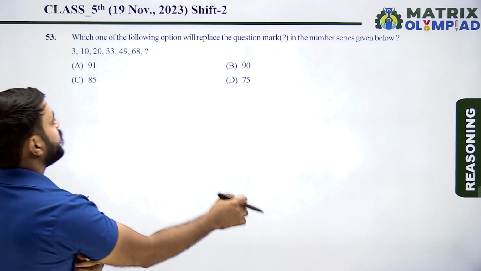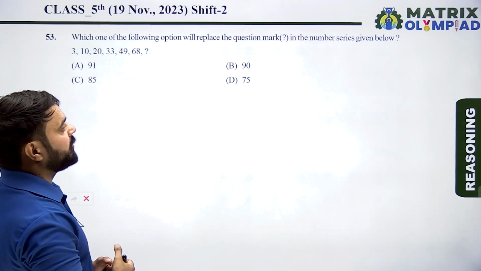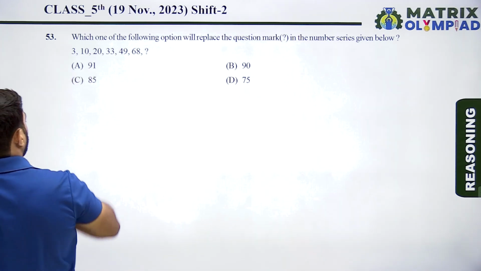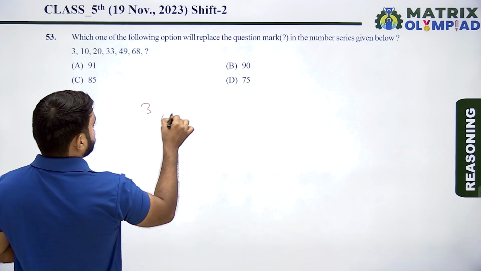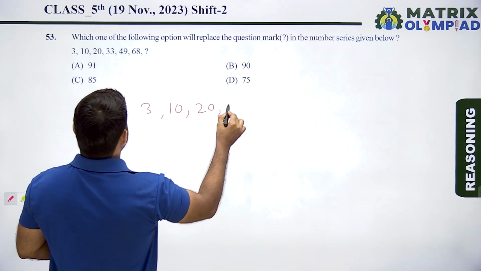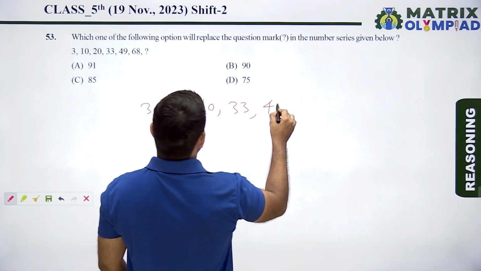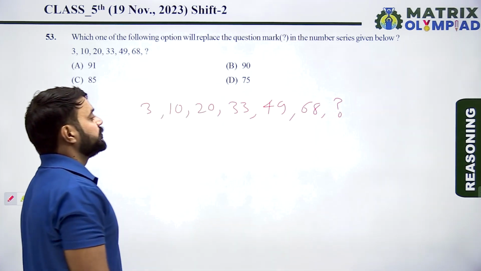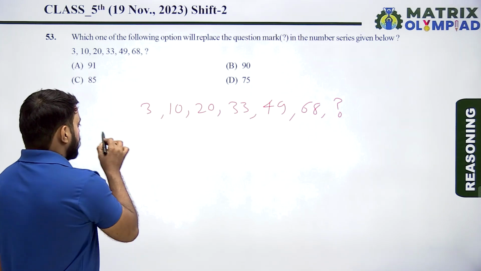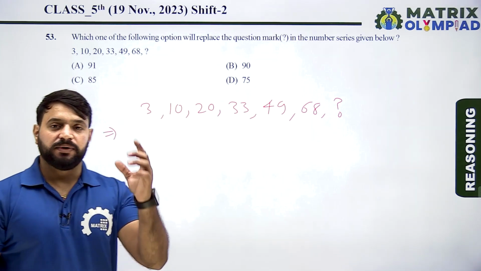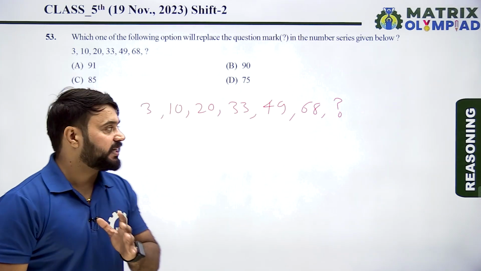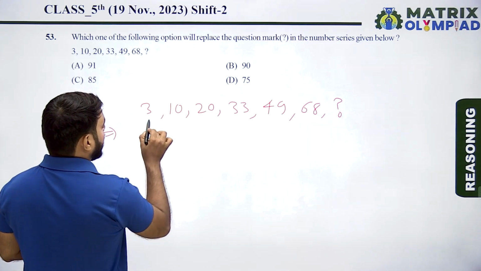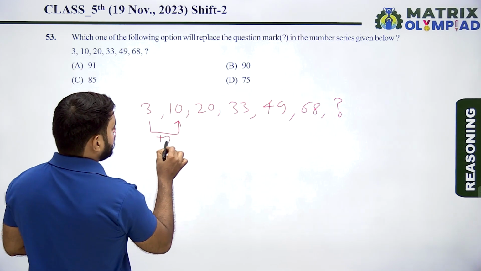Which one of the following options will replace the question mark in the number series given below? So series is 3, 10, 20, 33, 49, 68, and next is missing number. Similarly, first find the pattern of the given number series. So pattern of the given number series is 3 to 10, it means plus 7.